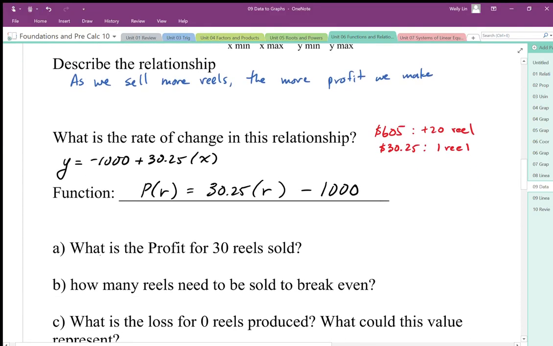I can use this equation to calculate the profit for 30 reals sold. When I plug in 30 into my equation, 30.25 times 30 minus the $1,000 I started off in debt, I'm still in debt, negative $92.50, but I'm almost breaking even at 30 reals. So to break even means my profit equals 0.